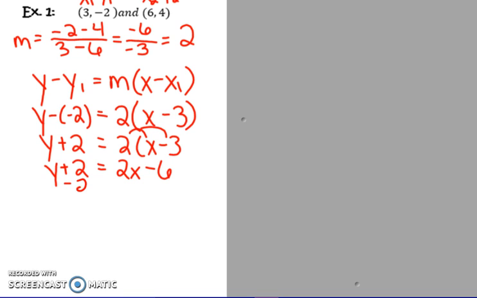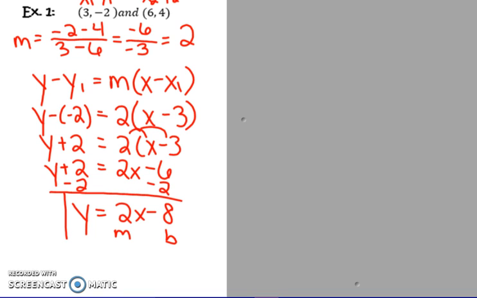From here, I'm going to subtract 2 on both sides, and I now get y equals 2x minus 8. I'm now in slope-intercept form with 2 being my slope and negative 8 being my b. So this is my final answer in slope-intercept form.